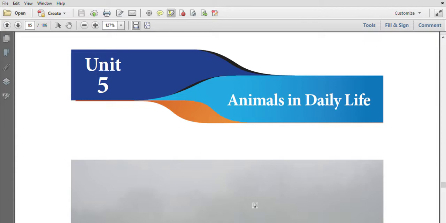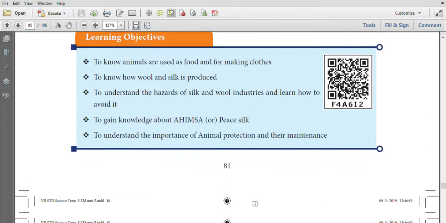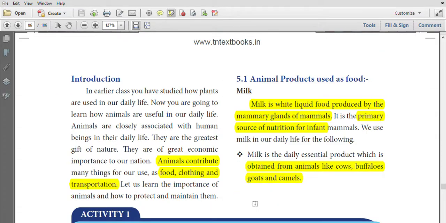Now we are going to see the lesson Animals in Daily Life. Animals give us milk, meat, egg, wool, silk, and many things we obtain from animals. Animals contribute food, clothing, and transportation.